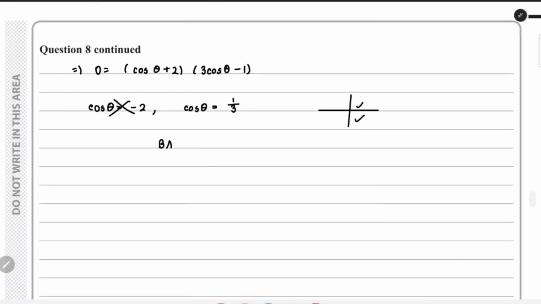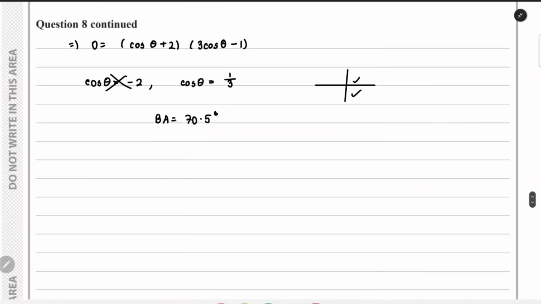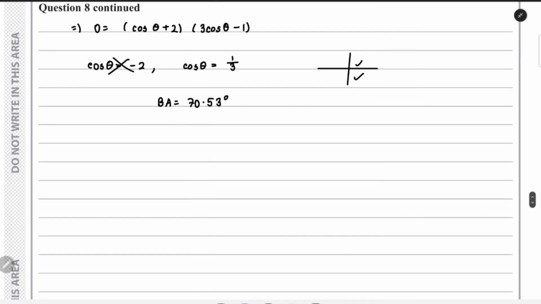So the basic acute angle over here would be 70.5 degrees. They want 1 decimal place, so we'll find this to 2 decimal places. So this is 70.53. So the values of theta would be 70.53 and 360 minus 70.53. So theta will be 70.5 and 289.5 to 1 decimal place.